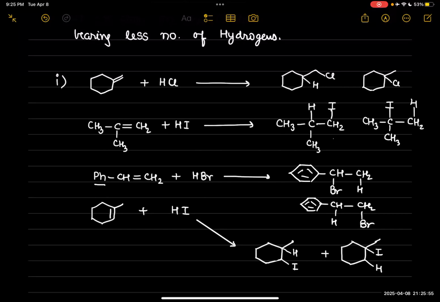Which is the main product? This is CH2, okay. The CH2 attached, no? Because I have not written anything, it means it is a bond-line structure, so it is obvious that it is CH2. Okay, so the hydrogen will go to the CH2 atom.